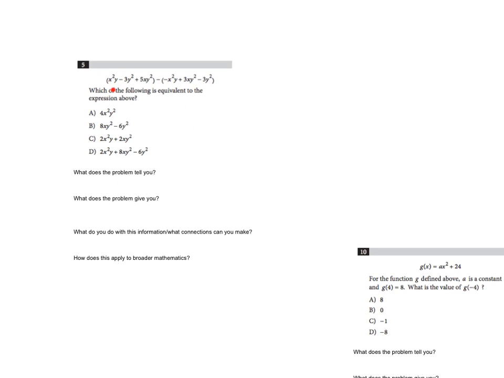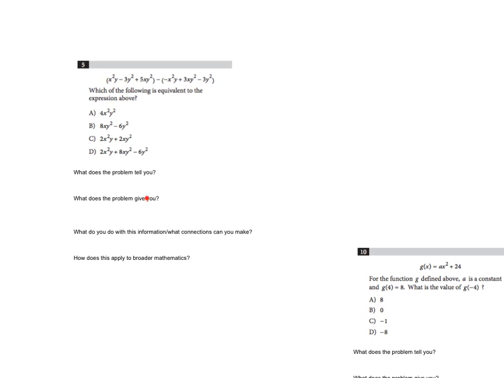Okay, so now I'm reading this. X squared y minus 3y squared plus 5xy squared minus negative x squared y plus 3xy squared minus 3y squared. Which of the following is equivalent to the expression above? So I need to see all of these options. So the problem's telling me is which of these are equivalent? This and one of these.